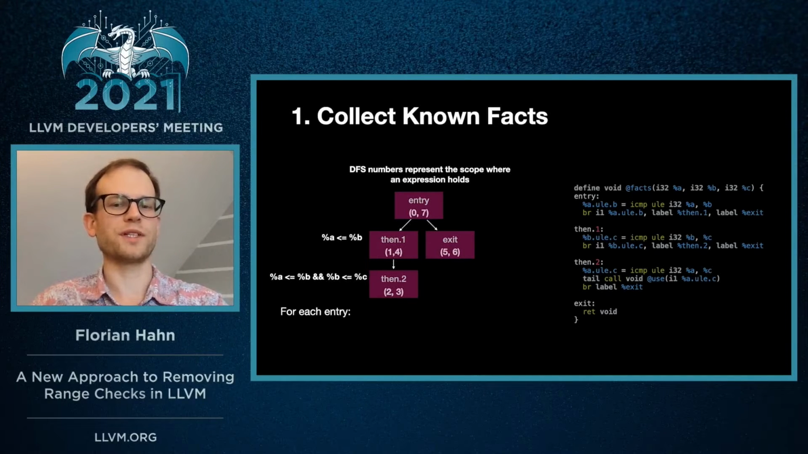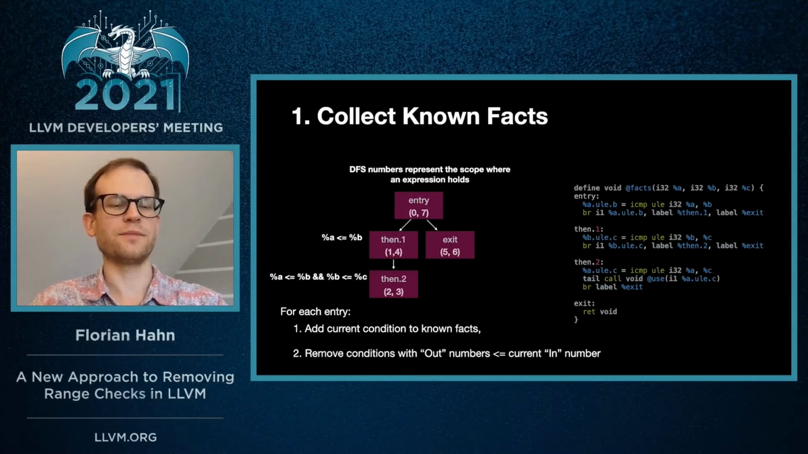Now we have our work list, and for each entry we process, we will do the following. If it's a condition, we add the current condition to the set of known facts. And we will also remove all conditions with out numbers less than the current in number from the set of our known facts, because they are out of scope now.